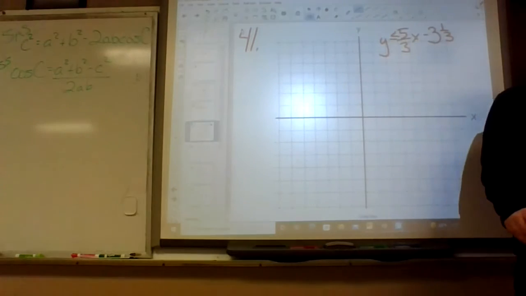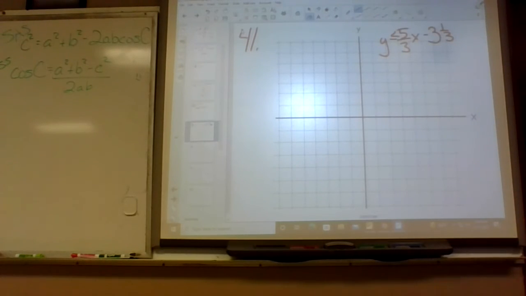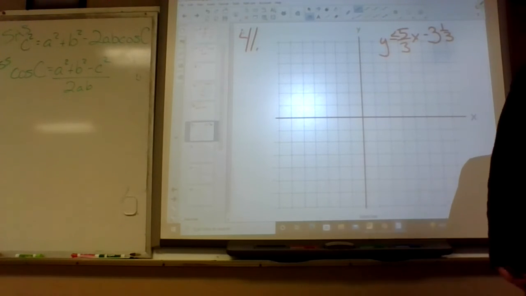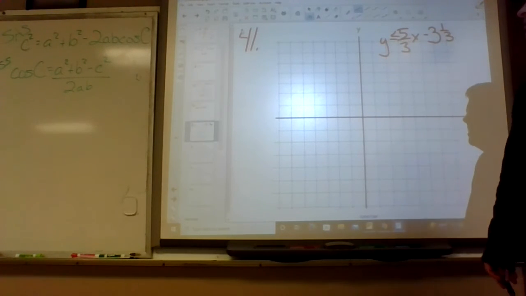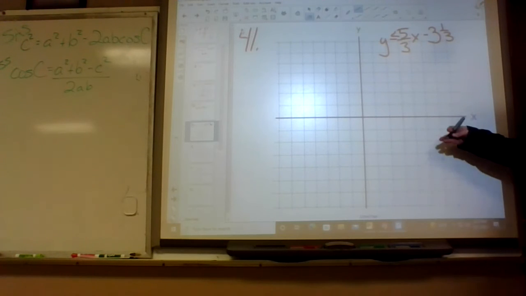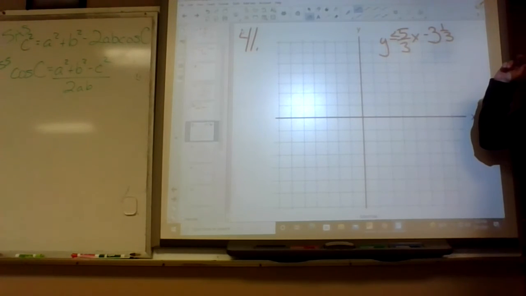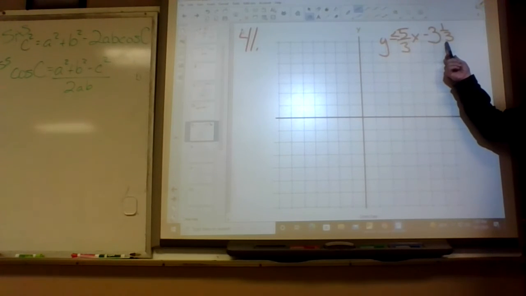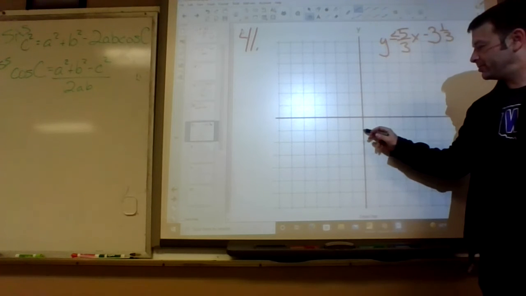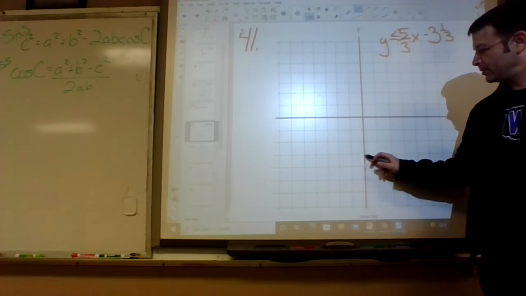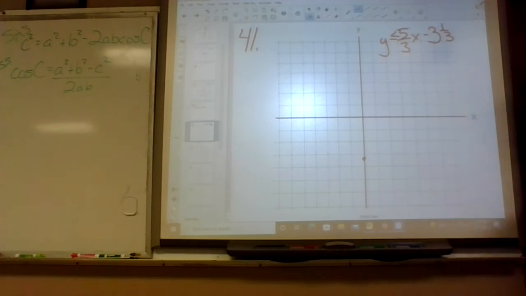What about on number 40? Okay. Where do I start out on the graph for this one? Negative 3 and 1/3. Yeah, down 3 1/3. So that would be 1, 2, 3, and then 1/3 of the way would be about right there, closer to negative 3 than negative 4.